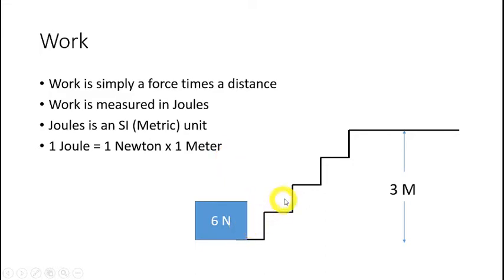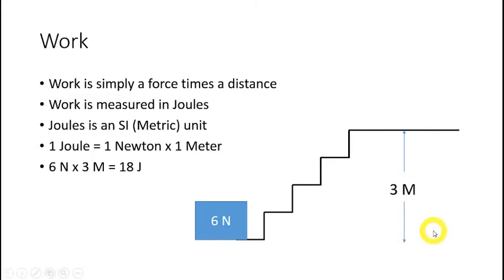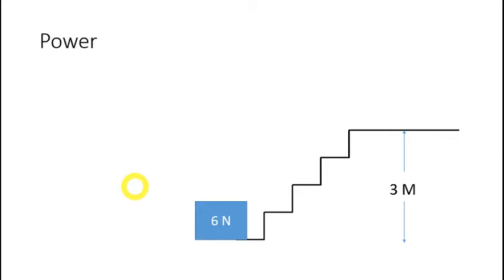So even though these stairs were traveling angularly up, the box itself is traveling up to 3 meters in height. So 6 newtons times my 3 meters is going to equal 18 joules. Okay, you could say 18 newton meters, but 18 joules is probably a more appropriate way to denote that. Okay. So now, how is this going to relate to power?